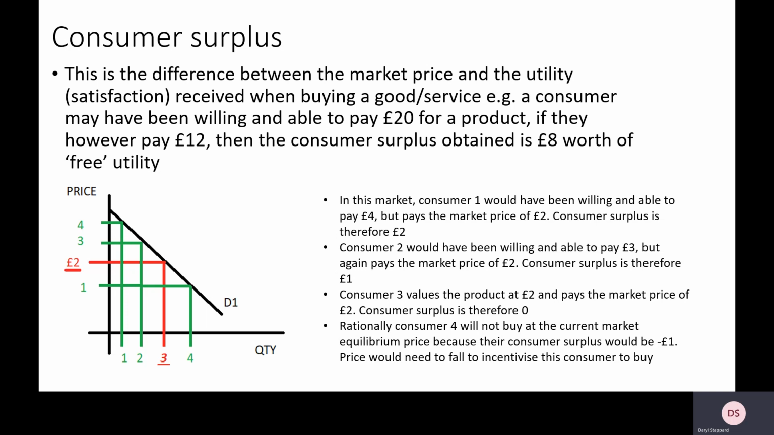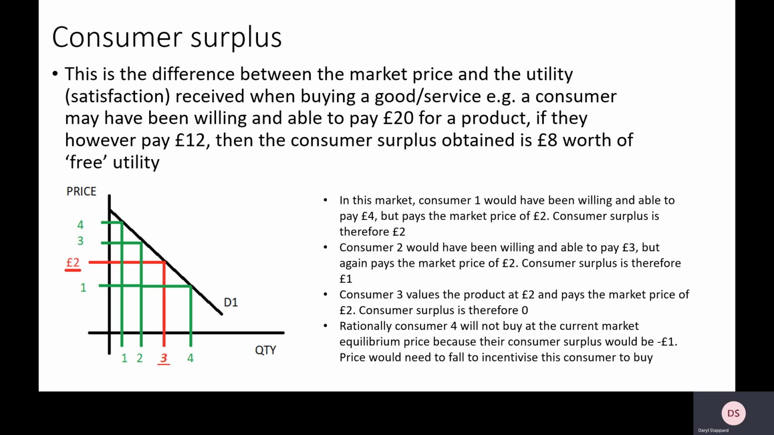If the market price, however, is £12, then you are willing and able to pay £20 for that product, but you're only paying £12. Well, that would mean that your consumer surplus is £8, the gap between what you are willing and able to pay and the market price. So what you've got there is what we call free satisfaction or free utility. You're willing and able to pay £20, but you only pay £12. So guys, consumer surplus is clearly therefore the difference between the market price and the price that you are willing and able to pay for that product.